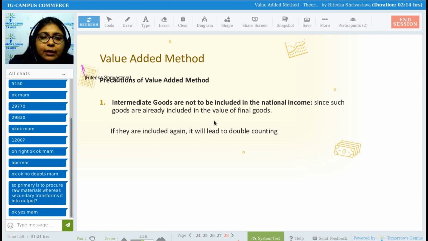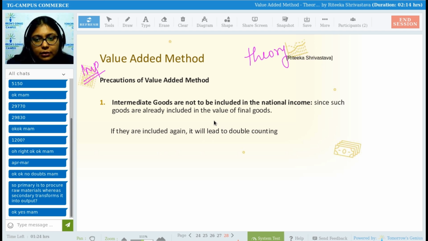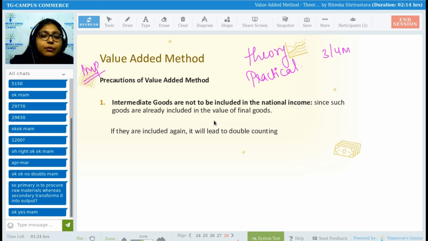Now, precautions, extremely important. Important in the theory sense also, as well as while solving practical questions. In theory, at times they might ask you a 3 marks or 4 marks question, explain the precautions of the value added method. You should also know all these precautions while solving the practical or numerical questions. So let us see the precautions one by one.